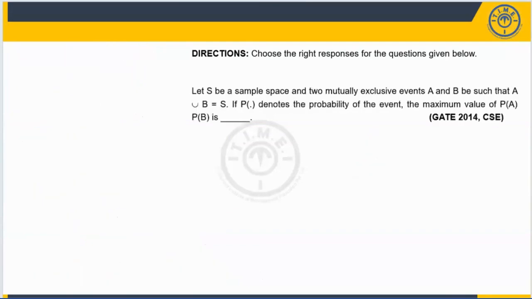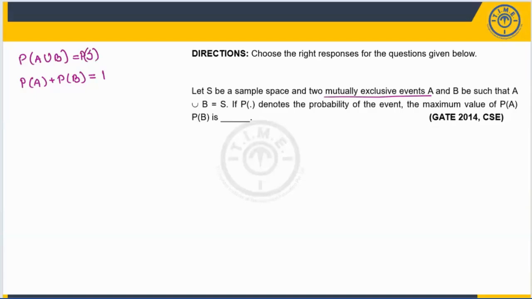Now again, let S be a sample space and two mutually exclusive events A and B are such that P of A union B is equal to S. What is the maximum value of P of A into P of B? Now, as P of A union B is S and they both are mutually exclusive, then P of A union B can be written, according to the third axiom, as P of A plus P of B. According to the second axiom, P of S is 1.